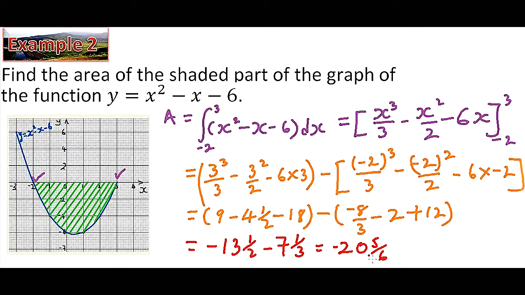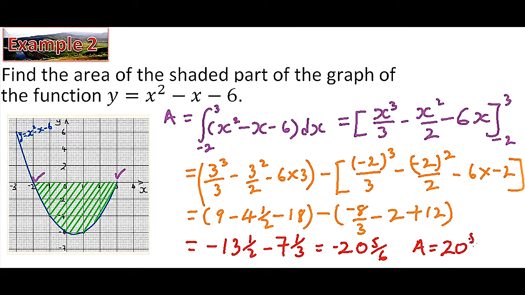Now this is the area, but our area cannot be negative. Area cannot be negative because it is a quantity. The negative is appearing because the area is under the x-axis or in the negative side of y, and therefore the area is equals to 20 and 5 over 6 square units. We ignore the minus sign and put the area to be positive. So that's how you get the area shaded.